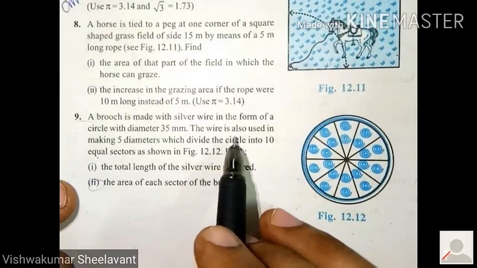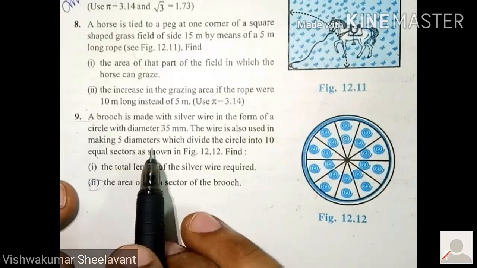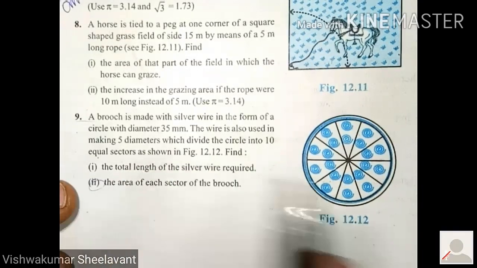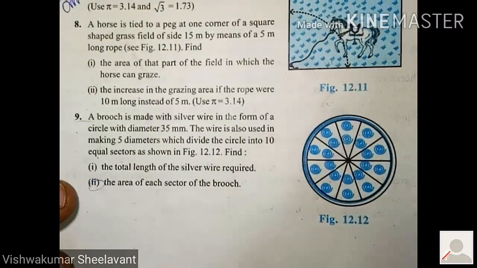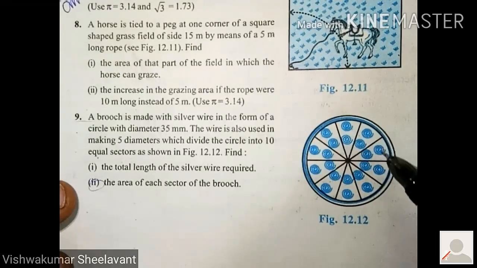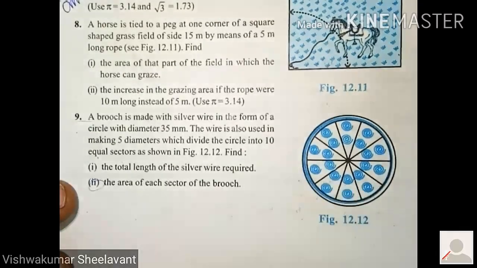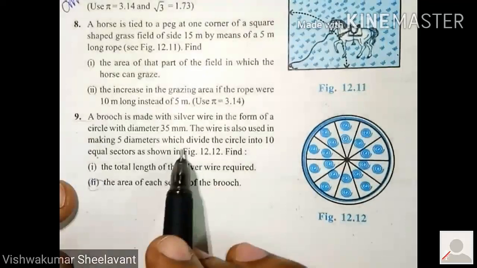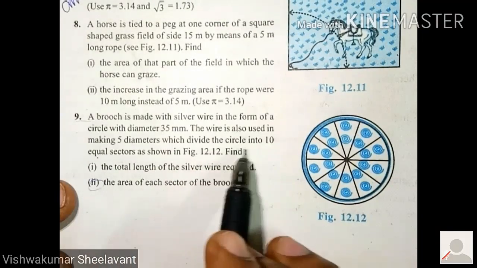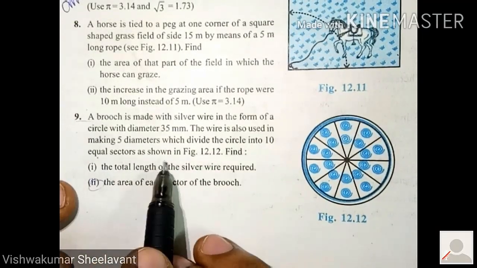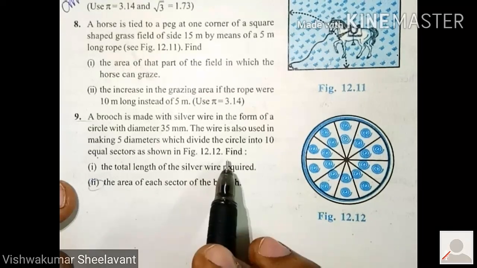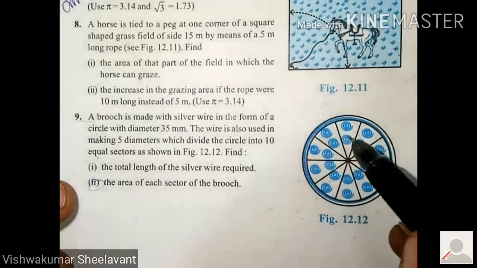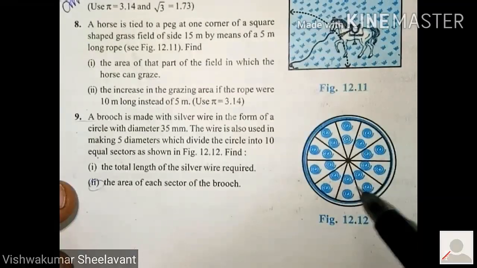The wire is also used in making 5 diameters. You can count the diameters here: 1, 2, 3, 4, 5. Which divide the circle into 10 equal sectors as shown in figure 12.12. Now these are the sectors: 1, 2, 3, 4, 5, 6, 7, 8, 9, 10.